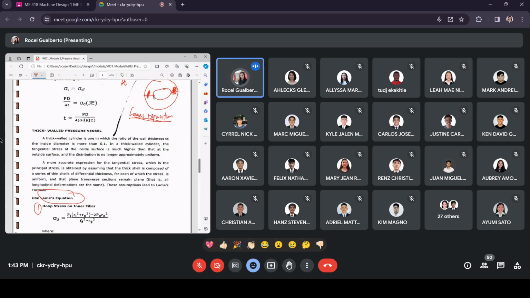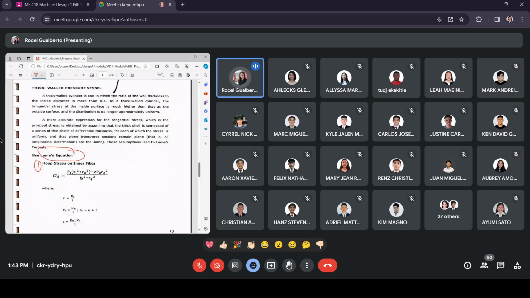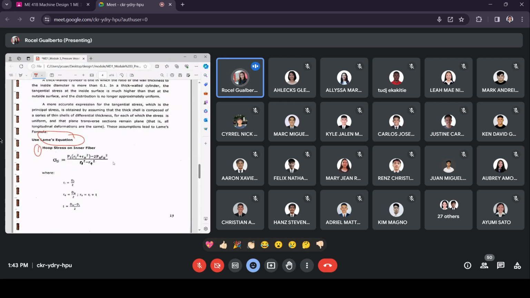Ito po yan, ang nandito po, yan po yung sigma T sub i, hoop stress on inner fiber. So, how do you know the value? You use this equation po. Sigma T sub i is equal to Pi times the quantity Ri squared plus Ro squared minus 2 Po Ro squared over Ri squared minus Ro squared. Ito po yung gagamitin natin equation for you to solve for hoop stress on the inner fiber.